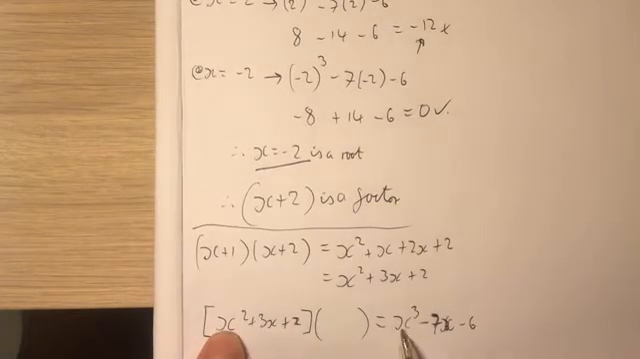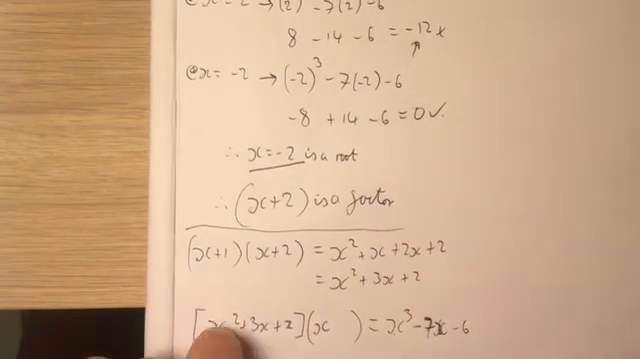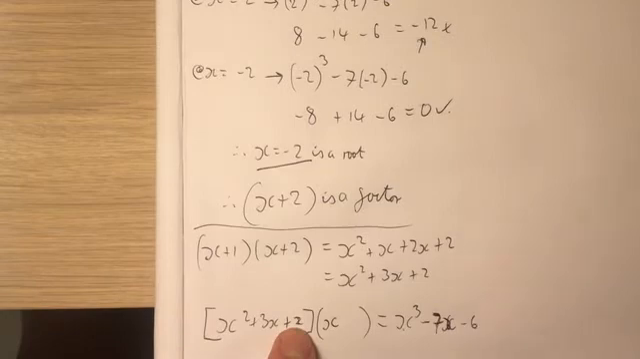The easiest way to do this is to look at the numbers at the end. x squared times what makes x cubed? I've got to have an x. 2 times what makes negative 6? It's got to be x minus 3.